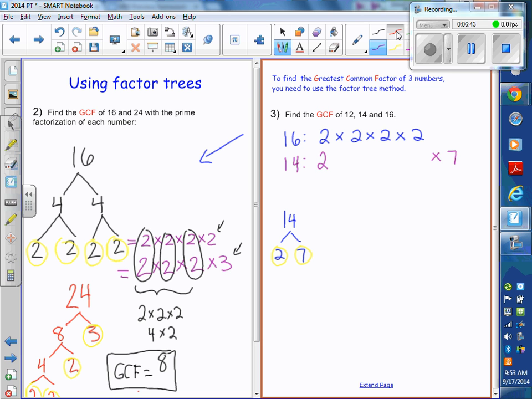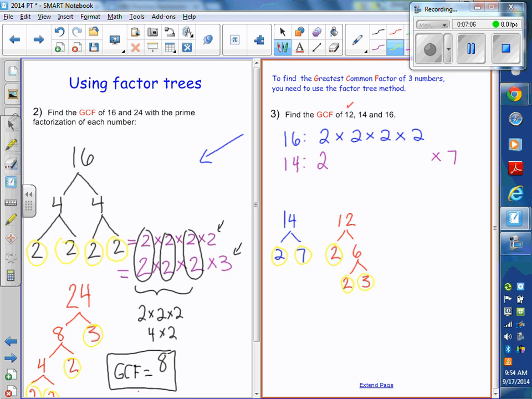Now I need to do the prime factorization of 12. I haven't done that one yet. So that's 2 times 6. Since 2 is common, prime, I circle it. 6 is not, so I do 2 times 3. Now both of those are prime.